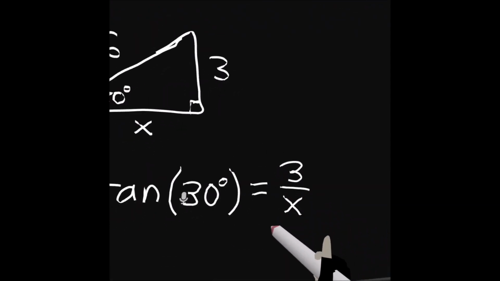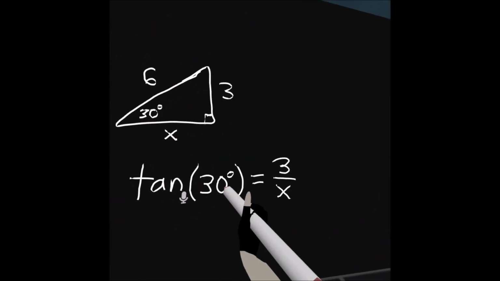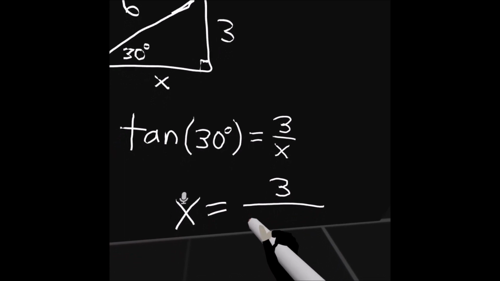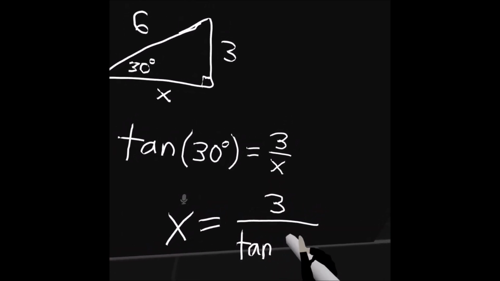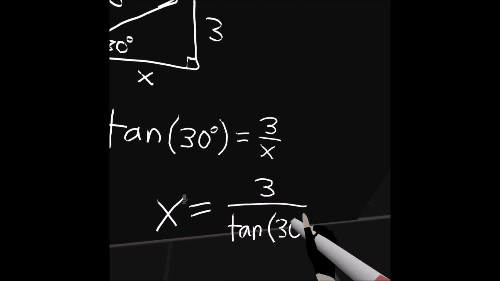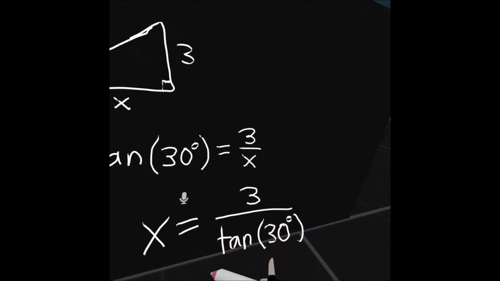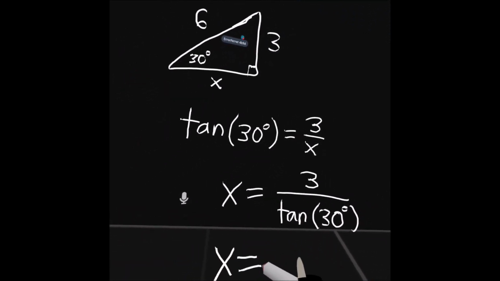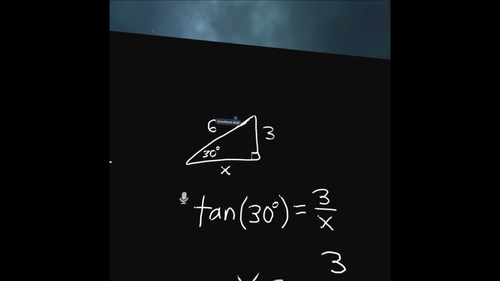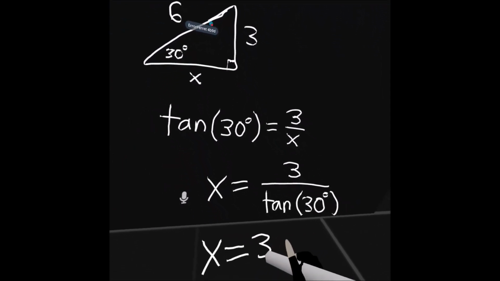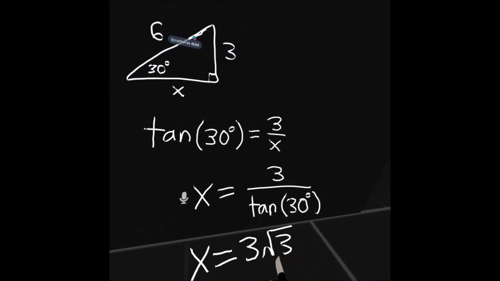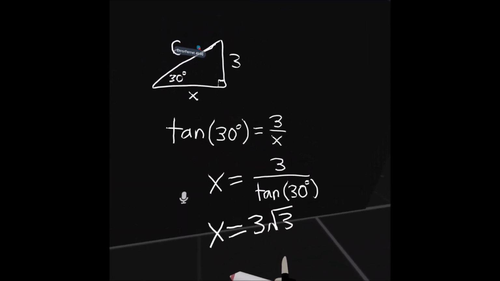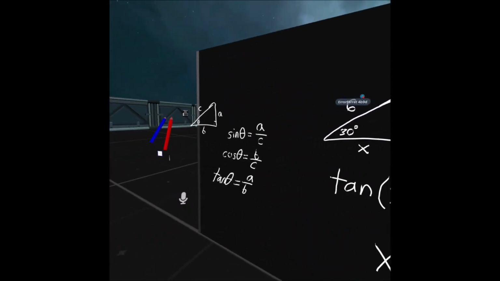So in this case, x would equal, well, we could just reciprocate. So x is equal to 3 over tangent of 30 degrees. And then you just put that into your calculator, make sure your calculator is in degrees, and you should get something like x is equal to, what would it be, 3 root 3? Something like that, 3 square root of 3. I don't know the decimal for that, but something along those lines.